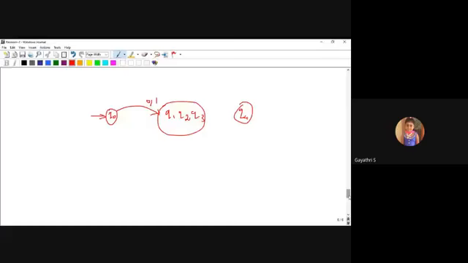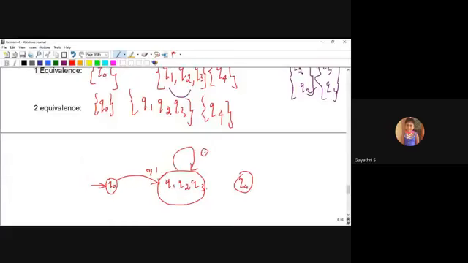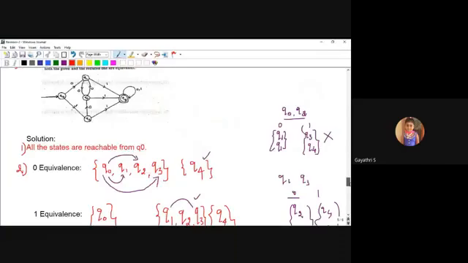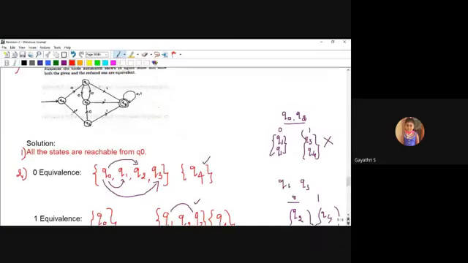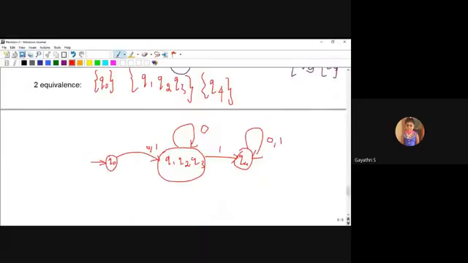Okay. So Q1, all the zeros are in the same state only, right? Then all the ones: Q1 on 1, Q2 on 1, Q3 on 1, so all the states are going to Q4 only. Next, self loop. So this is your minimized DFA. Okay. So this is your minimized DFA.